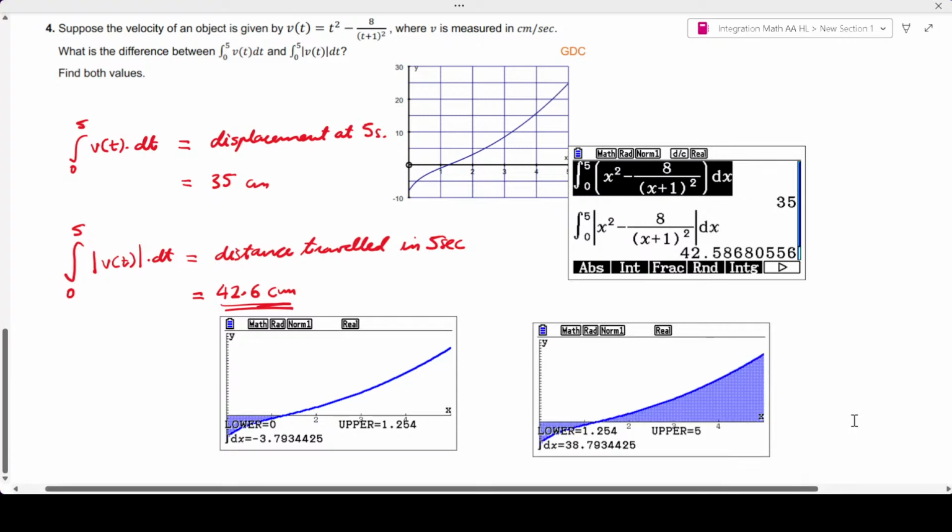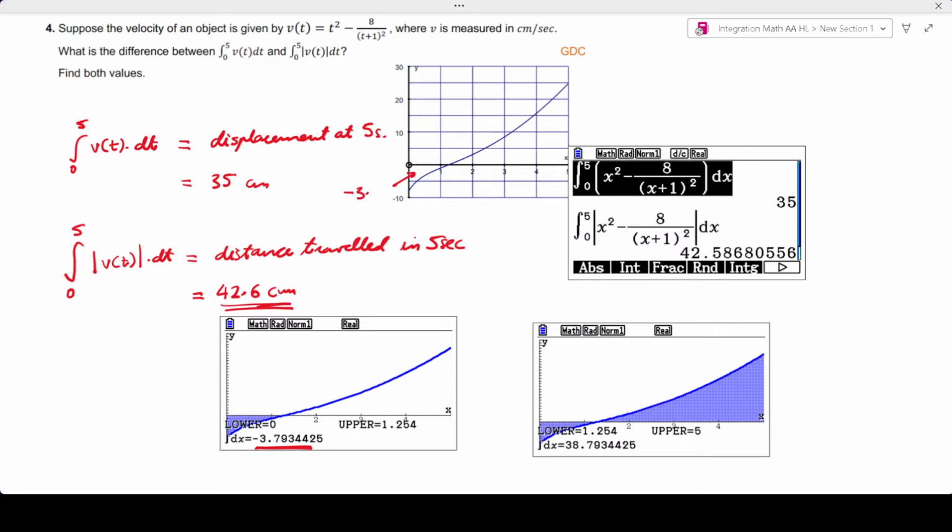So you'll find that the first area is minus 3.79, approximately minus 3.8. And this area, from 1.235 to 5, is approximately 38.8. Correct? That's another way of looking at it.